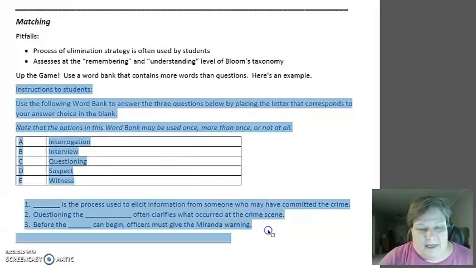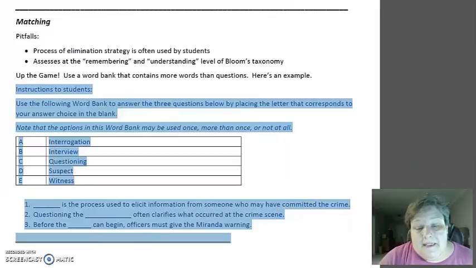So actually there's 3 sample test questions, and you'll notice that there are 5 words in the word bank, and they are labeled A, B, C, D, E. And when the student is going to answer the 3 questions, they fill in the blank with the correct letter that corresponds to the answer they want to choose.